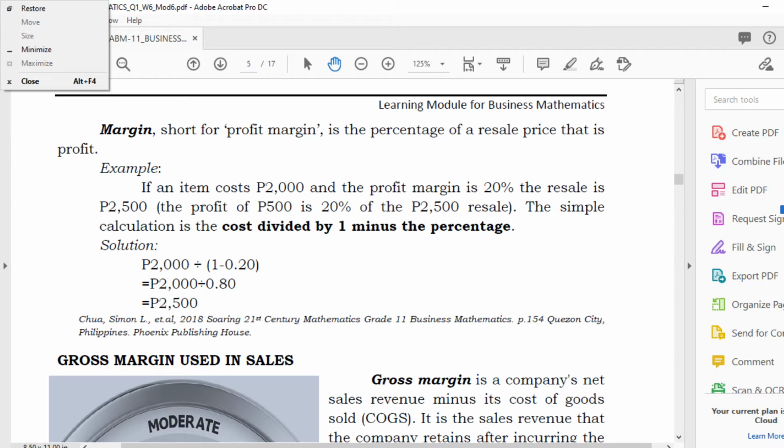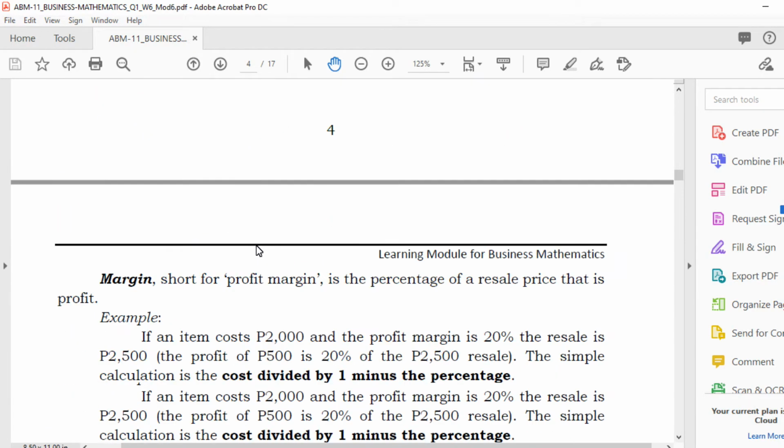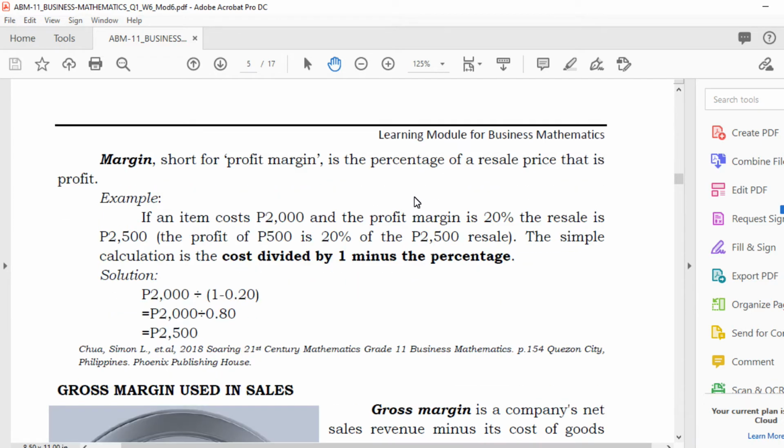And then, sa margin naman, imbes na multiply mo, i-divide mo. 2,000 divided by 1 minus 0.20. So, 2,000 divided by 0.80 is 2,500. Kung mapapansin niyo, mas malaki ang amount ng margin, kasi ang sa margin kasi, nandun pati yung cost of goods sold.